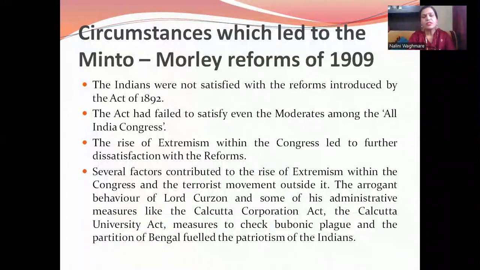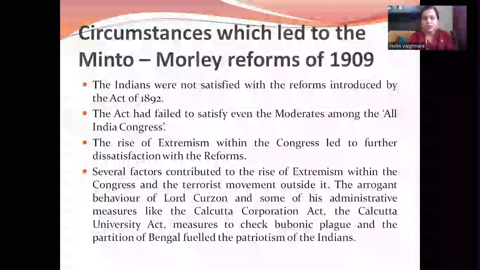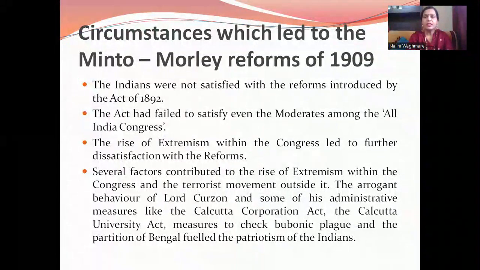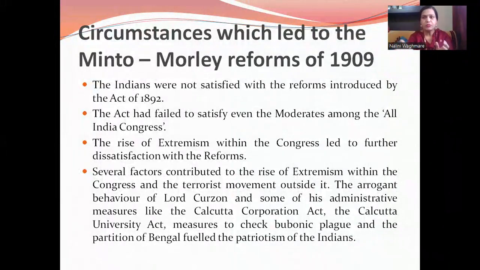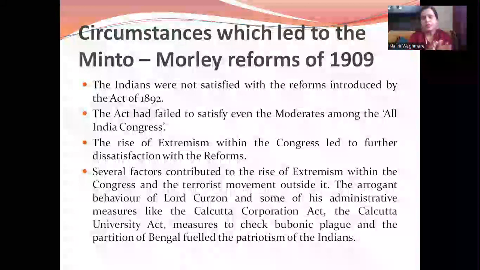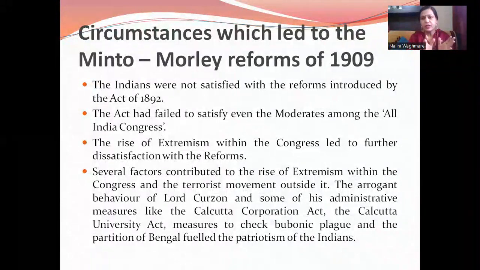The Indians were not satisfied with the reforms introduced by the Act of 1892. The Act had failed to satisfy even the moderates among the All India Congress. When we study the detailed history related to the Indian national movement, the moderates, extremists, revolutionaries, then the Gandhian movement, we find that in this period, to please the moderates, the British had introduced this Act.